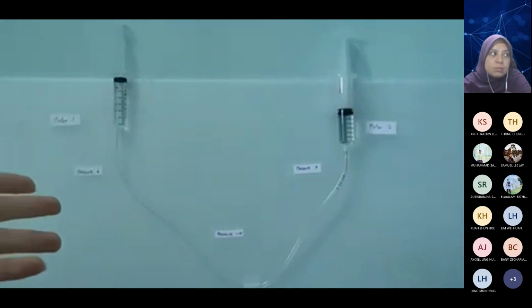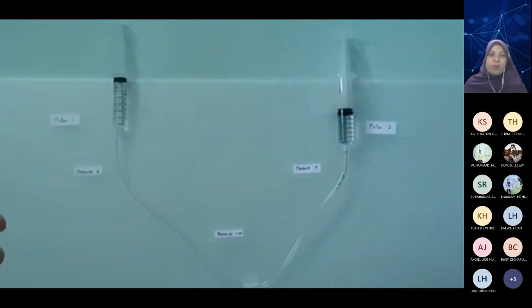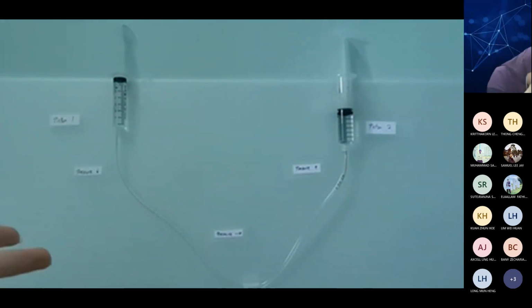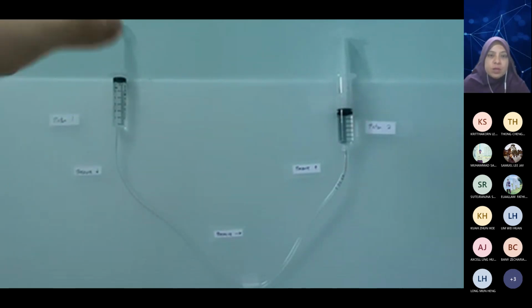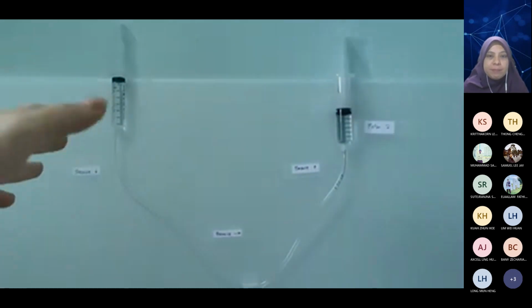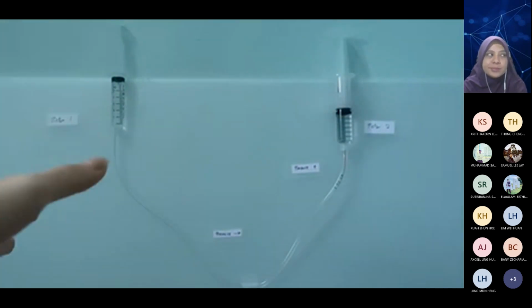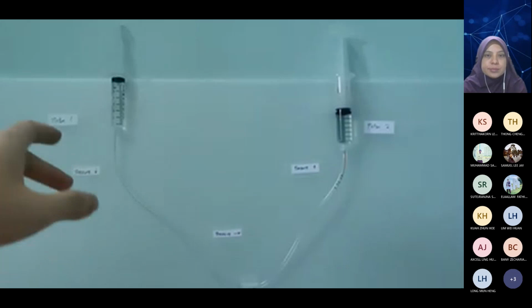So I've designed this experiment in order to demonstrate Pascal's principle, which states that when a pressure is applied to a liquid contained in an enclosed container, the pressure is transmitted throughout the liquid in all directions equally.